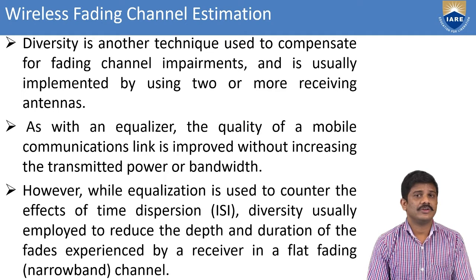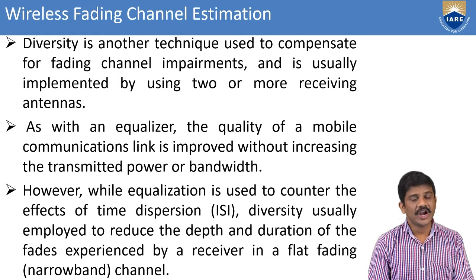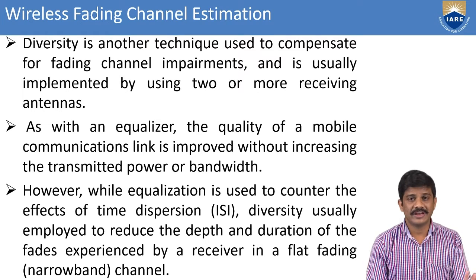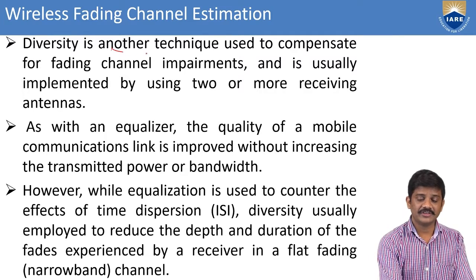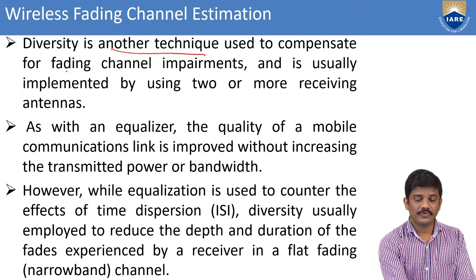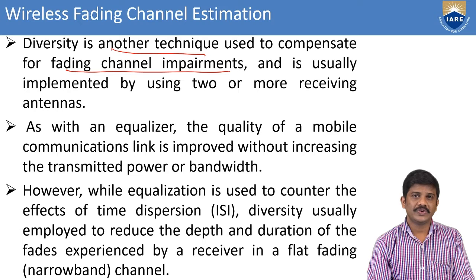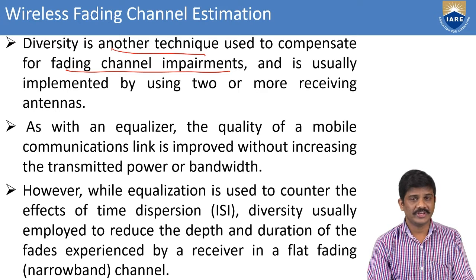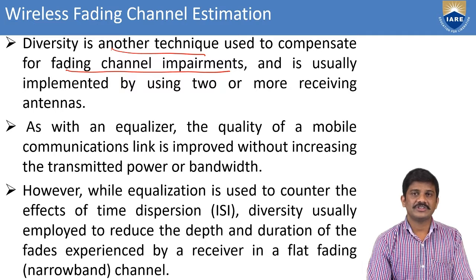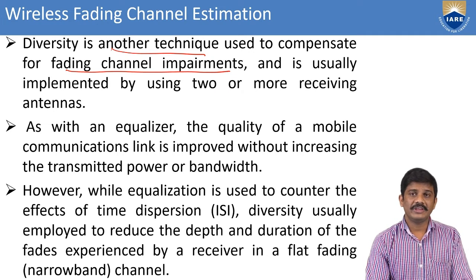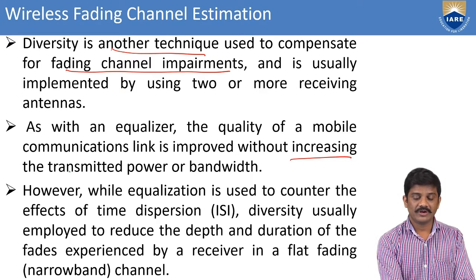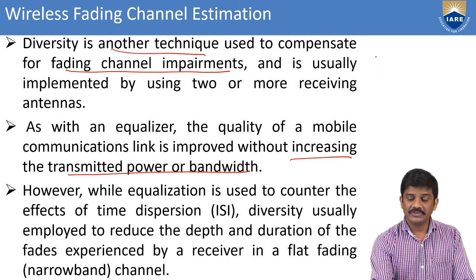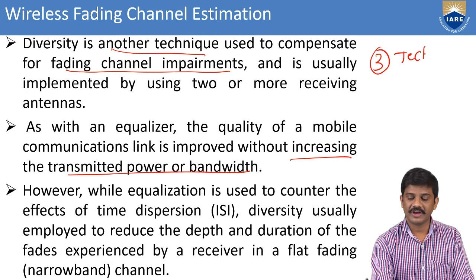Okay, coming to diversity, we have three techniques. One is equalization, second is diversity, and third is channel coding. The first one, equalization, compensates for the intersymbol interference. Coming to diversity, it is another technique. It compensates for fading channel impairments and is usually implemented by using two or more receiving antennas. This is the diversity technique. With these techniques, the quality of mobile communication links is improved without increasing the transmitted power and bandwidth.